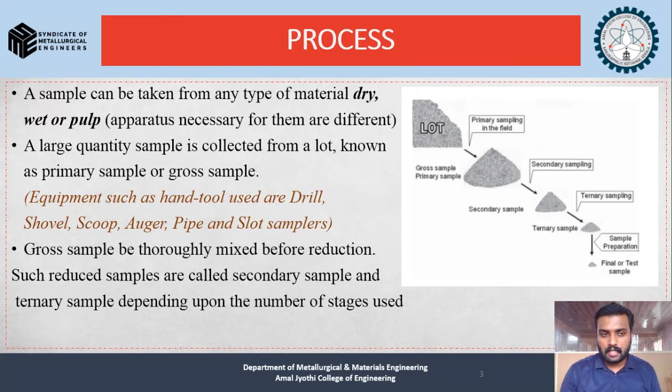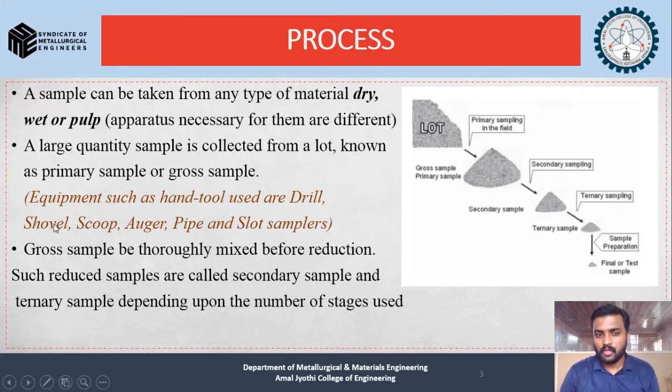And the second point is that a large quantity of sample is collected from a lot. A lot means the large bulk quantity. A large quantity of sample collected from a lot is known as the primary sample or the gross sample. So you can clearly understand that the initial samples taken from the lot are considered the primary sample or the gross sample.